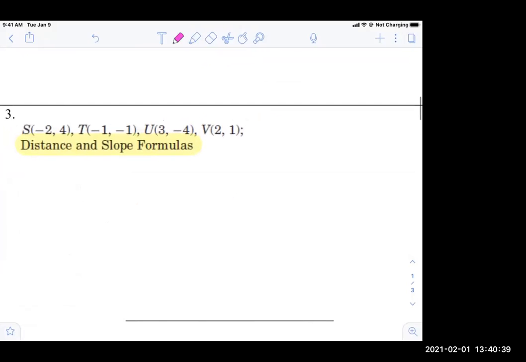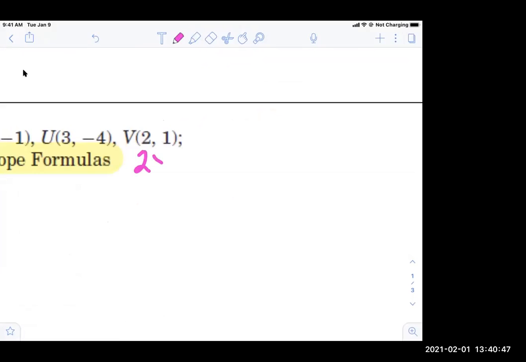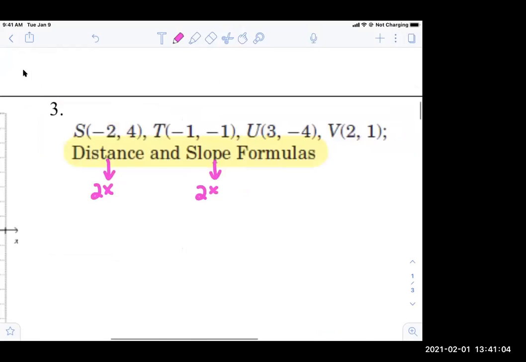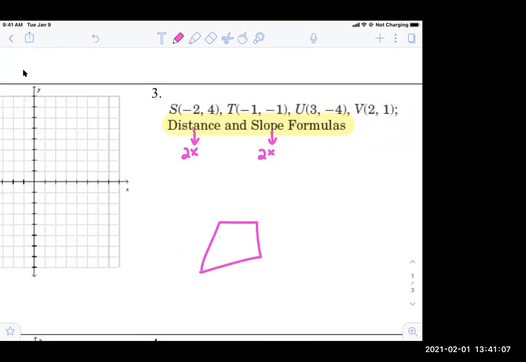Braden, how many distances, how many slopes? 2 distance and 2 slope. Okay, and you have to do it on which sides? The opposite sides. Okay, so distance 2 times, slope 2 times. So STUV, let's say it's like this. If you do the slope of ST and VU and you get that they're parallel, what sides do you do the distance of? SV and TU.